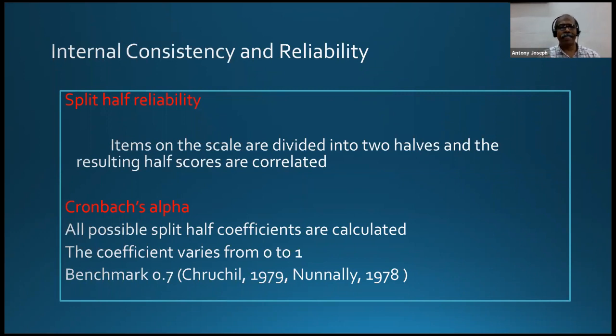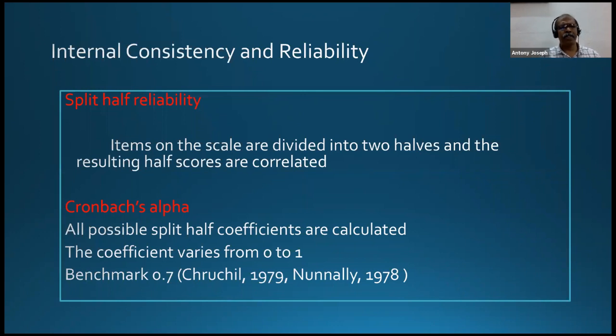And the benchmark is 0.7. That means an instrument or a scale is considered as valid only when the Cronbach alpha coefficient is 0.7 or more. Otherwise, a scale cannot be considered as reliable. Always note this figure. 0.7 is very important. With reference, I have given Churchill 1979, Nunnally 1978. They are the pioneers in the field of reliability measurements and instrument validation techniques.